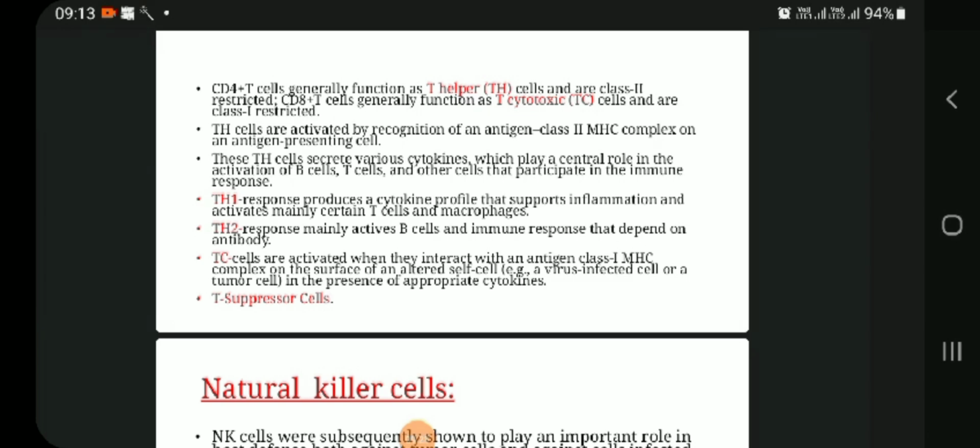And the T helper 2 cell response mainly activates B cells and the immune response that depends on the antibody. So the antibody mediated immune response will be activated by the T helper 2 response, or T helper 2 type of cell. So the different kinds of cells present in the immune system will be activated by T helper 1 cells, and the antibody generated kind of immune response by T helper 2 cells.